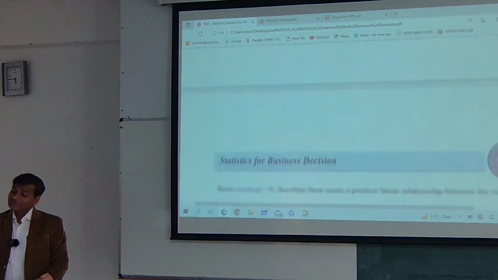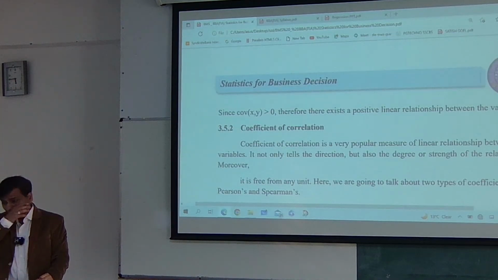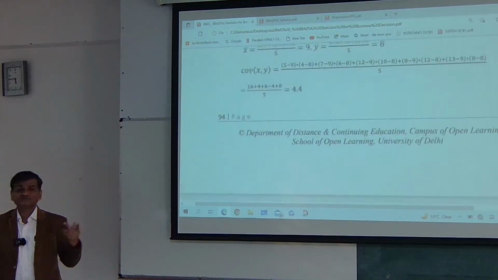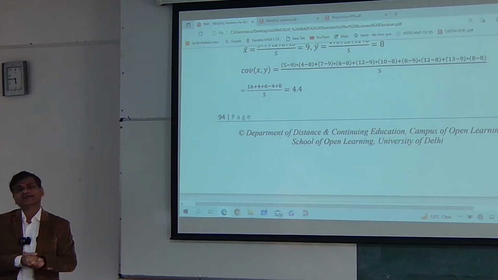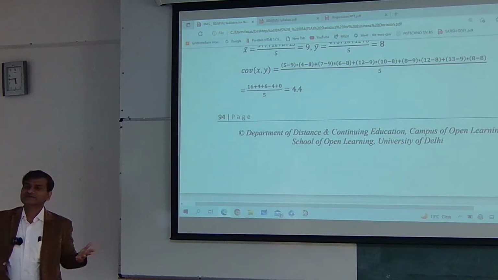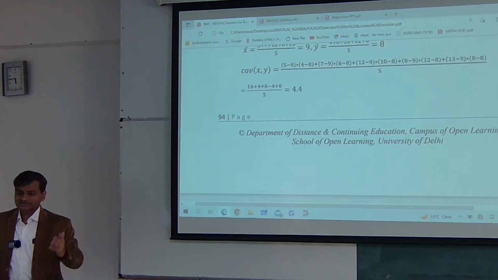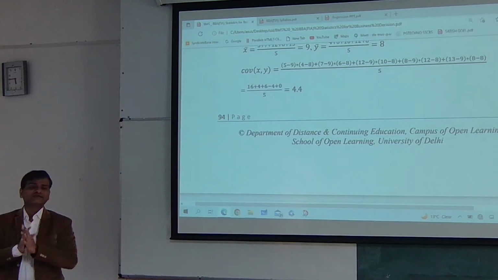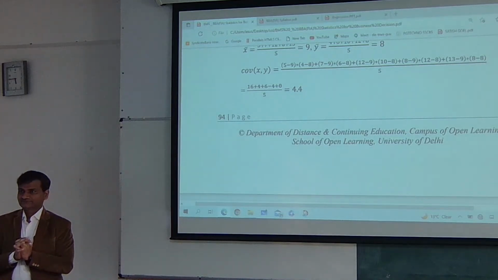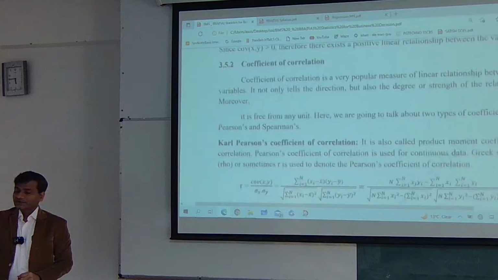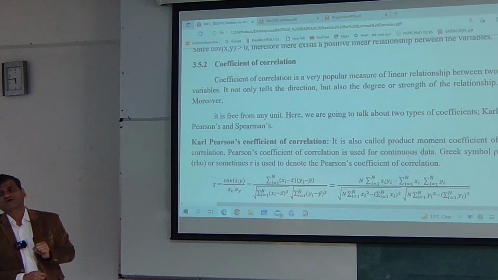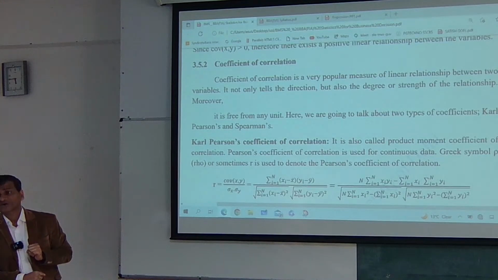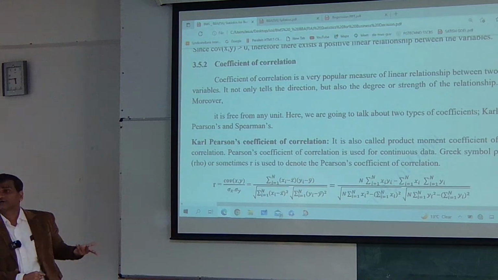Now we have some problems with this covariance. Further, you can see if this covariance is positive, then obviously there is a positive correlation. If it is negative, we have negative correlation. The greater the covariance, the more strongly the two variables are correlated. Now we have some problem with the covariance. Therefore, we have a next measure, which is the coefficient of correlation. Now, what is the problem with this?